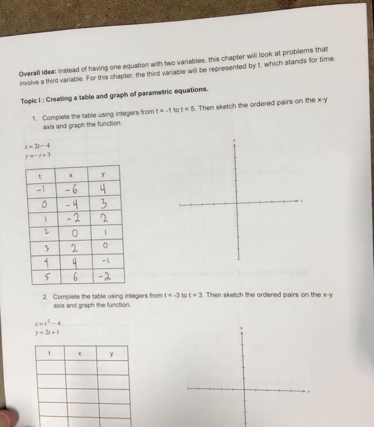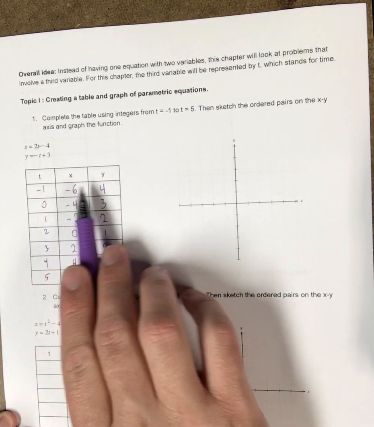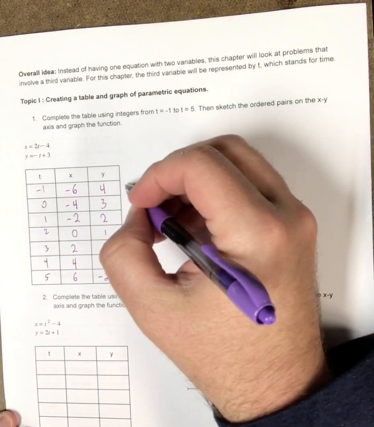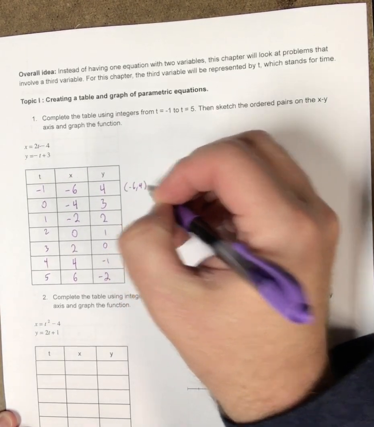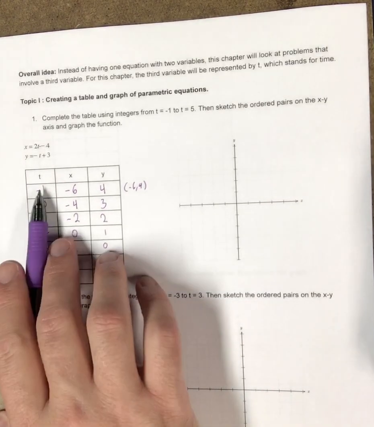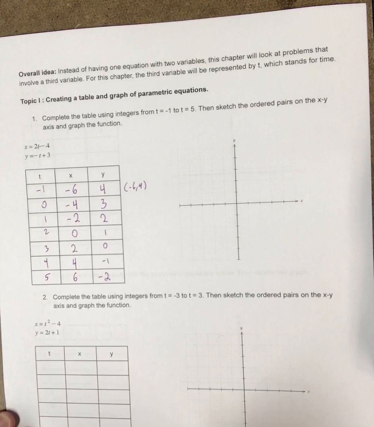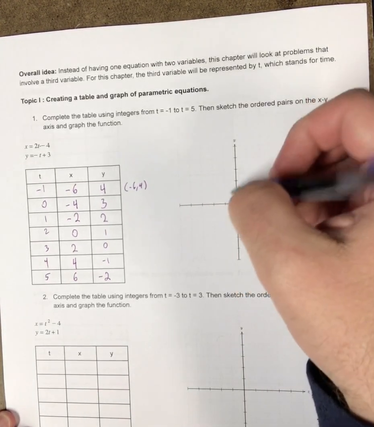What ends up happening here is we plug the t values in, but the result is we get an ordered pair -6, 4. So this parametric equation has an ordered pair at -6, 4. The t value of -1 is kind of invisible on this graph as we plot it.